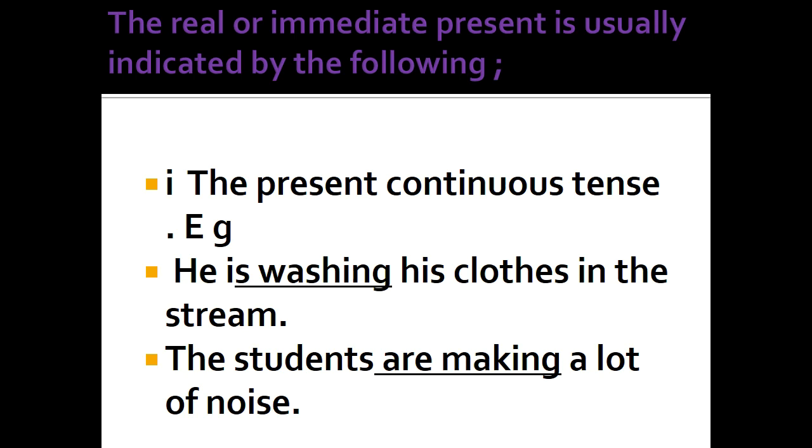I have one, the present continuous tense. So when we talk of present continuous tense, that means an ongoing action, an action that is still in progress. For instance, he is washing his clothes in the stream, and the underlined word is washing, a continuous tense. And the students are making a lot of noise. So making with ing is a form of verb showing that the action is still in progress.